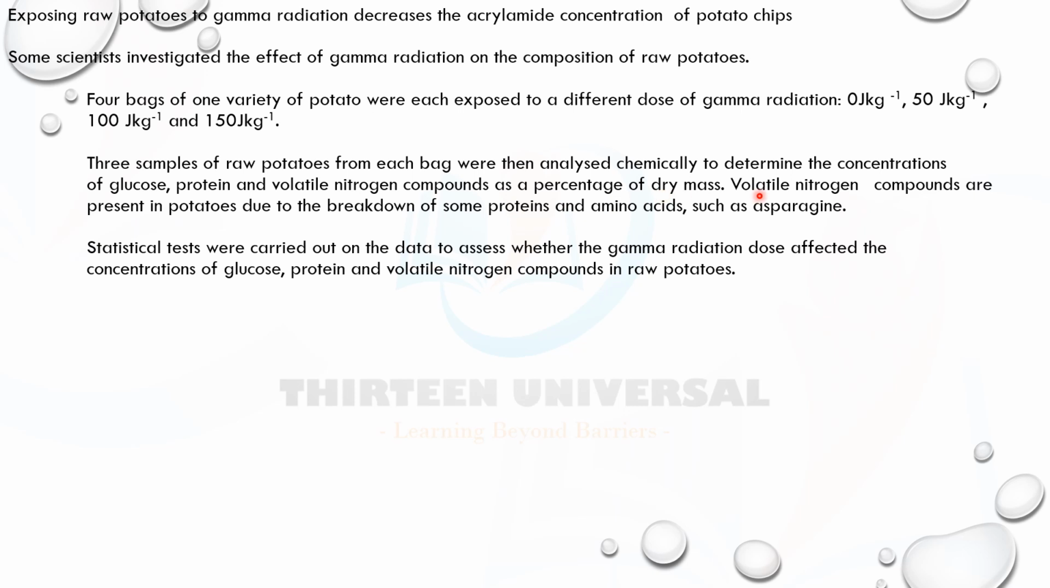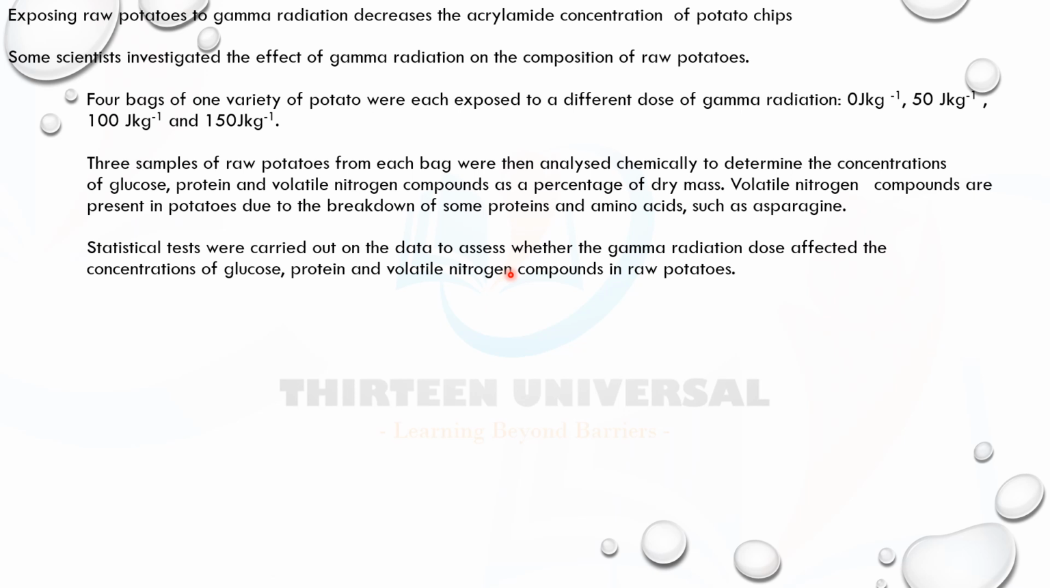So volatile nitrogen compounds are present in potatoes. Pay attention to this information. They are present due to the breakdown of some proteins and amino acids, such as asparagine. So when asparagine is broken down, it gives volatile nitrogen compounds. That's what it means. Statistical tests were carried out on the data to assess whether the gamma radiation dose affected the concentrations of glucose, protein, and volatile nitrogen compounds in raw potato, which is related to asparagine.